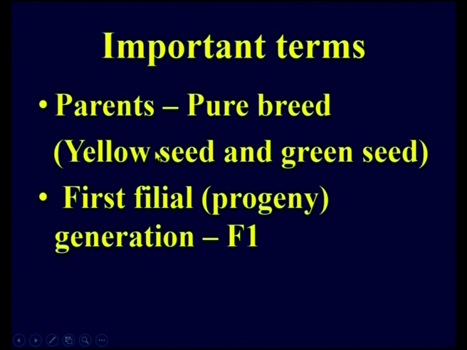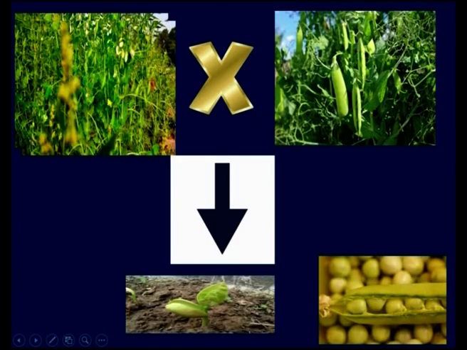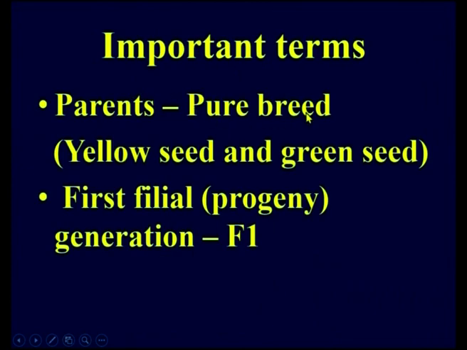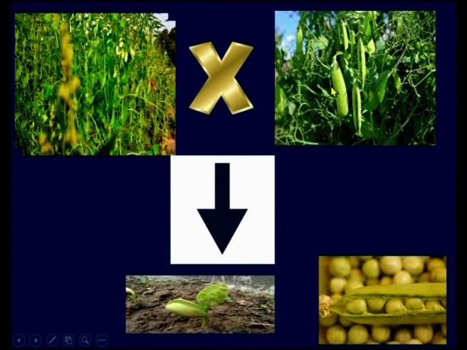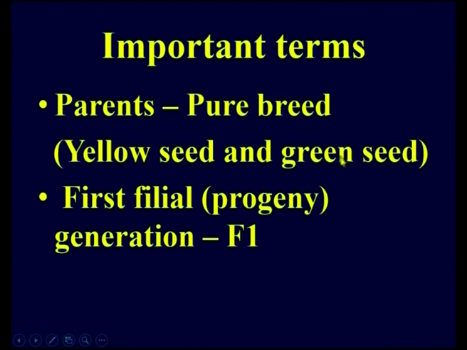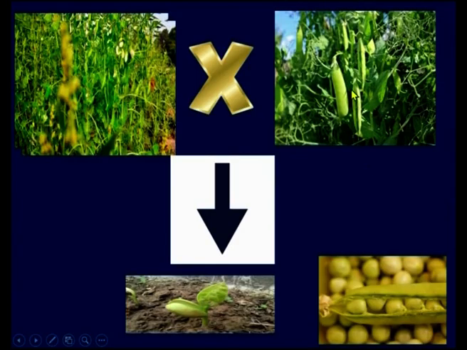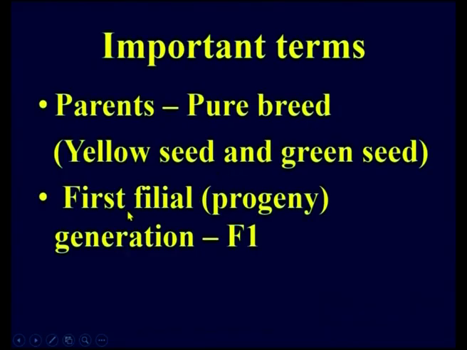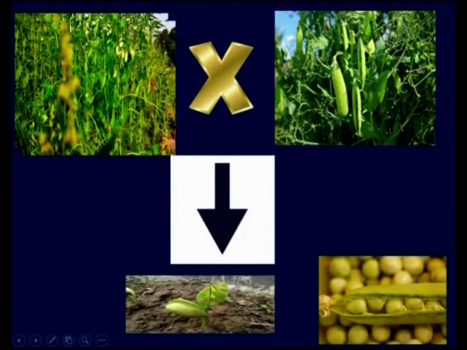Again, let's talk about the important terms related to this particular breeding. Here, the pea plant that we have taken is a pure plant. So we call it a pure breed. When you say pure breed, we are talking about homozygous alleles, both alleles are the same. Next is the green plant. This plant is the green plant, so that is also a pure breed because this is again homozygous, the alleles are the same.